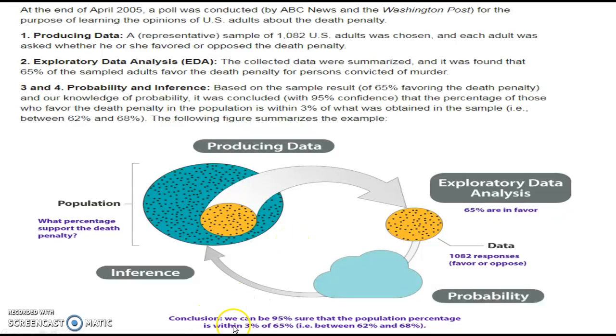So what conclusions can we make? We can be 95% confident that the population percent is within 3% of 65%. So we can be 95% confident that U.S. adults favor the death penalty at a rate of 62 to 68%.